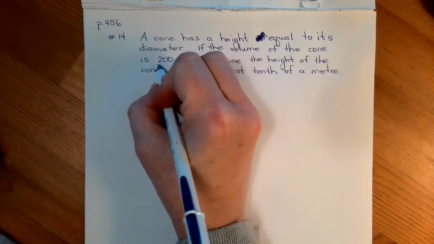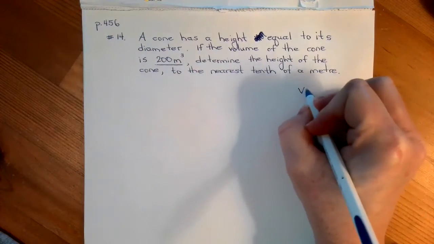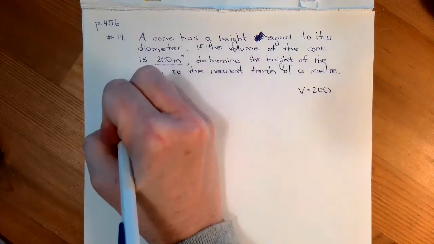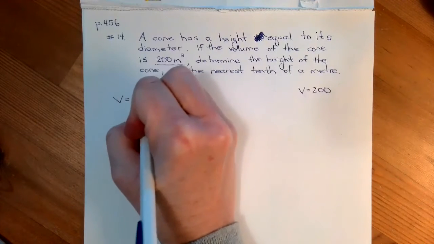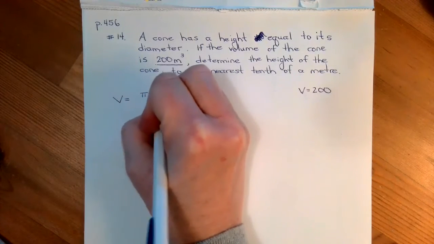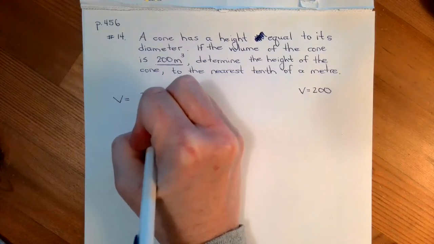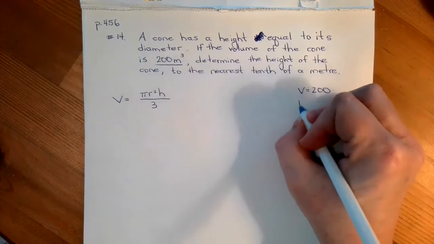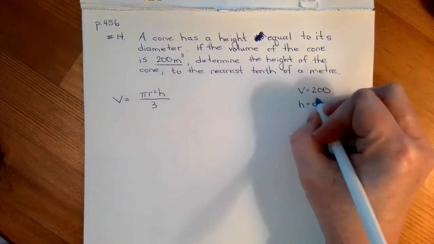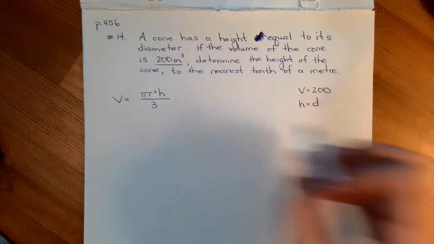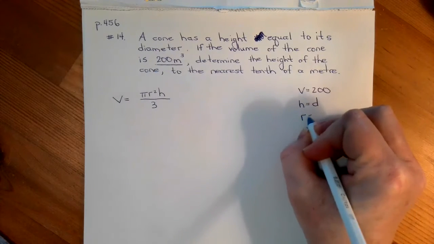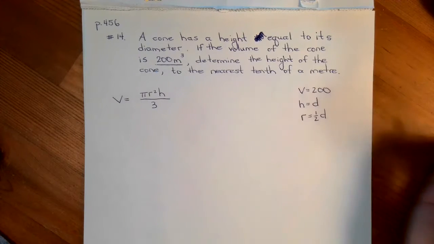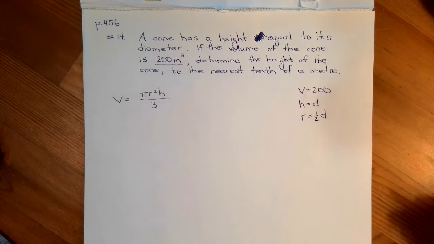So we know what the volume is, right? The volume is 200. And we know that the formula for the volume of a cone is pi r squared h all over 3. So it says the height is equal to its diameter. So let's make the height equal to d, the diameter. And then the only other thing we need is the radius. Well, we know that the radius is half the diameter. Anytime we have a circle, our radius is half the diameter.